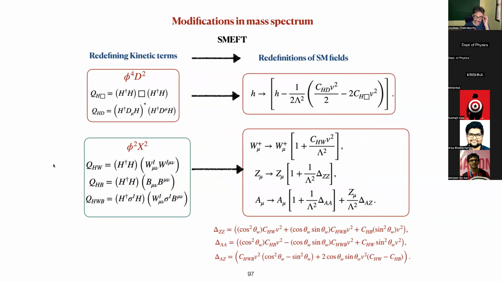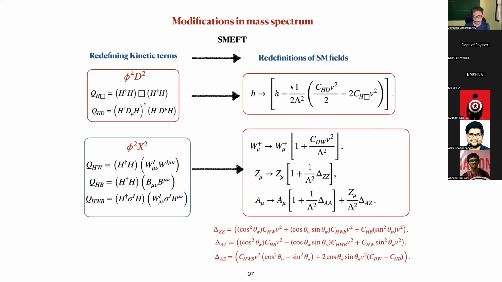Okay, so now explicitly you can see how these things actually work, which I tell as the pictorial thing. When you have this phi 4 D2 operator, there are two phi 4 D2 operators, which is basically H dagger H box H dagger H and this quantity. Once this H is replaced by the Web, then you can see that is a Web square times this thing, right? And now because you have to make it the dimensionless kind of thing.